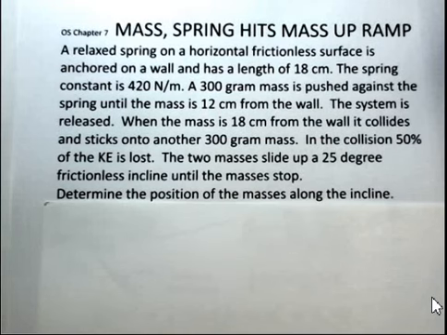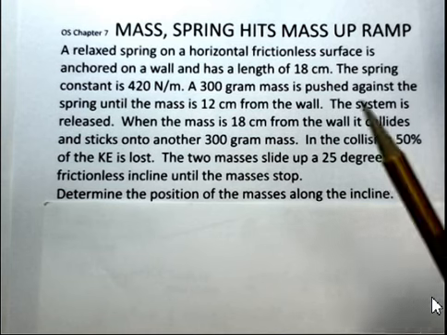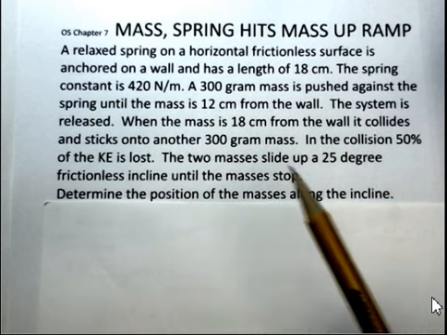Now in this problem, we have a spring that is at the x equals 0 position. It's not compressed, it's not extended. It's on a horizontal frictionless surface, and at one end it's anchored onto a wall. The spring has a length of 18 centimeters as it's relaxed. The spring constant is 420 newtons per meter.